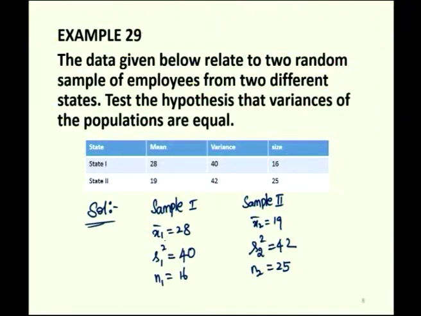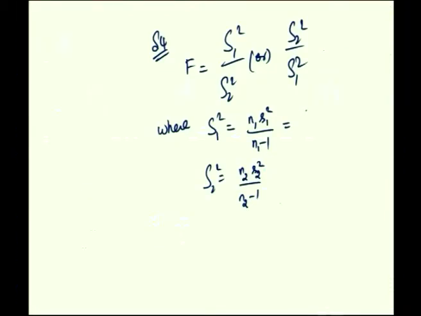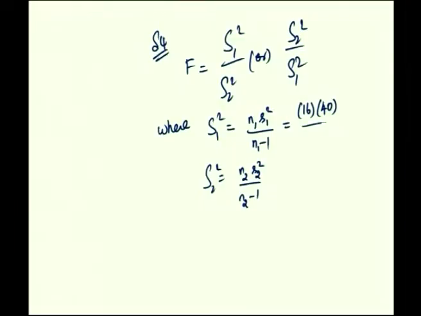x1 bar is information which is irrelevant to this problem. We need only n1 and s1 square. So, n1 is 16 and s1 square directly is 40. You need not square 40 again, it is a squared value, and then 16 minus 1, this value comes to be equal to 42.667.